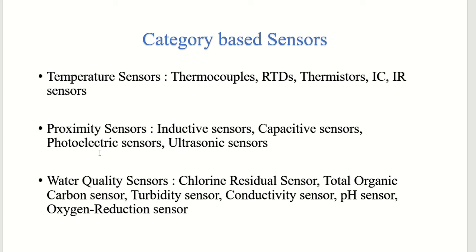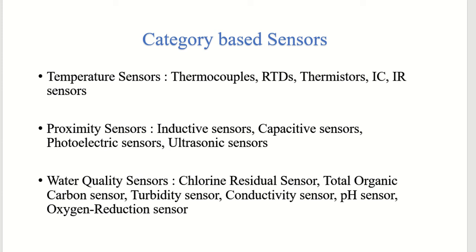Then we have the proximity sensor. Proximity sensors are used to detect the presence or absence of a nearby object without physical contact. The first example is the inductive sensor. Inductive sensors are used for finding the presence of a metallic object using an electromagnetic field or a beam of electromagnetic radiation. Then you have capacitive sensors. Capacitive proximity sensors can detect both metallic as well as non-metallic objects.